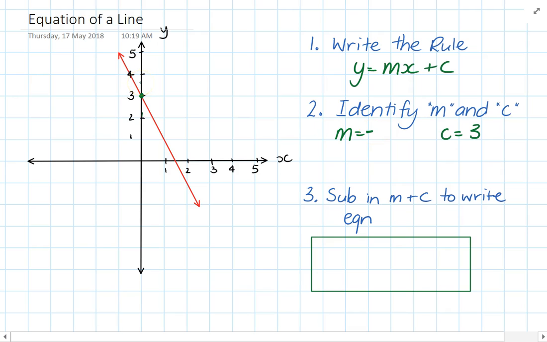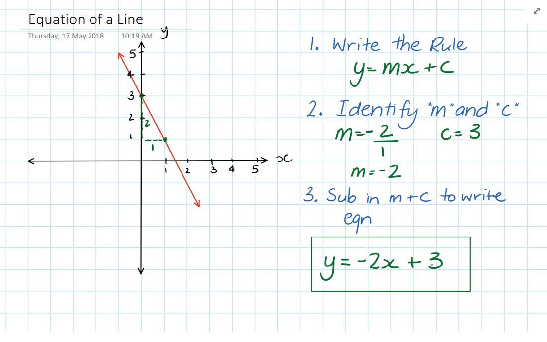So again, choose 2 points. Any 2 points will do. I'm going to choose the y-intercept and this one. So this time my rise, I'm going down 2, which is why it's negative, and across 1. So I've got a rise of negative 2 and a run of 1. So m is equal to negative 2. Finally, step 3, sub in m and c to write the equation. Y equals negative 2x plus 3. Okay, keep watching if you would like to see one more example when given the graph.